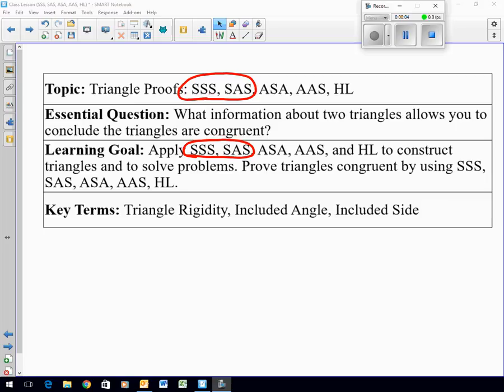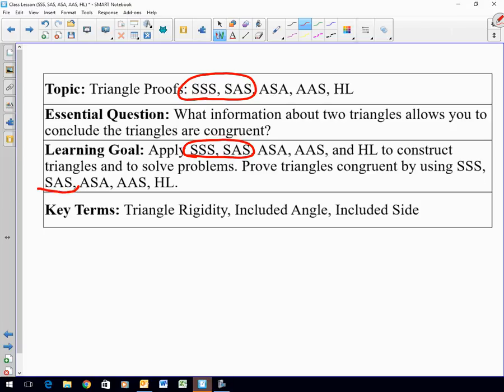We are talking about triangle proofs today, specifically looking at SSS and SAS, side, angle, side. What information about two triangles allows you to conclude the triangles are congruent? We're going to apply side, and side, angle, side, to construct triangles and to solve problems. We're going to prove triangles are congruent. Today we'll be looking at side, and angle, side.